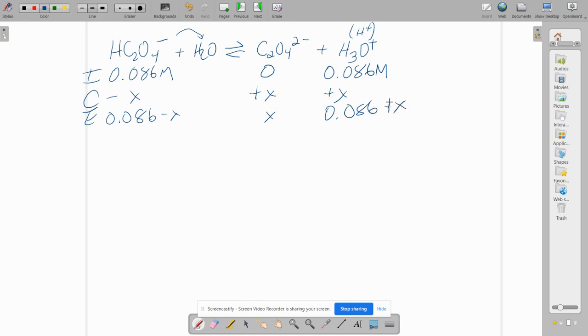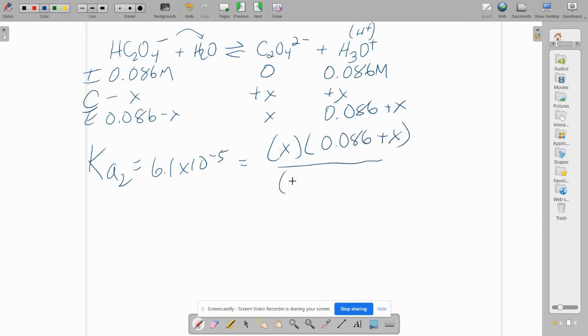So now you guys can go ahead and set up the Ka2 expression. So I'm going to look up Ka2 on that KaKb sheet. Oxalic acid, 6.1 times 10 to the negative fifth. Okay, and it's still products over reactants, so it's X times 0.086 plus X on top, my two products, 0.086 minus X on the bottom.